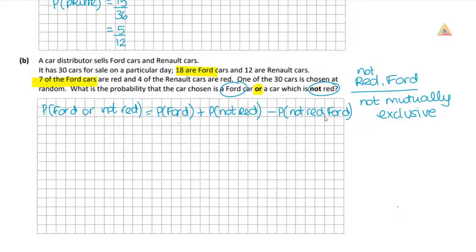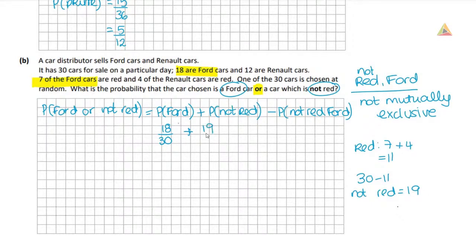So the probability of getting a Ford. There are 18 Ford cars out of 30. So we have 18 out of 30 is the probability it's a Ford. The probability that it's not red. So we can see that the red cars, there were 7 red Fords and 4 red Renaults, so that's 11. And there were 30 altogether, which means the not red is going to be 19.